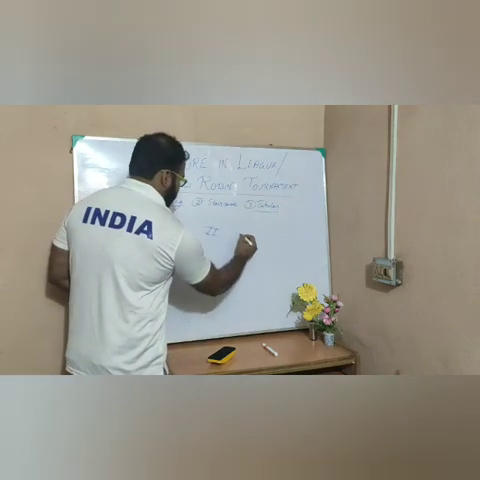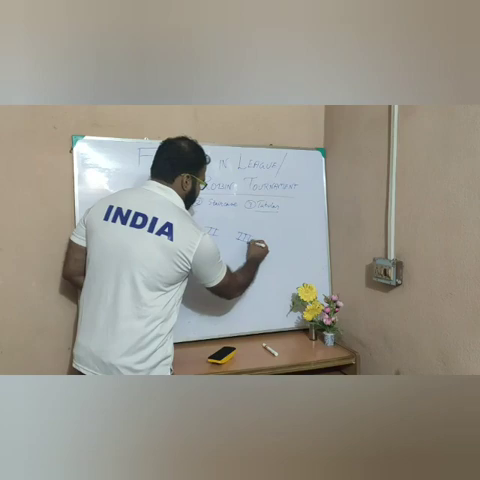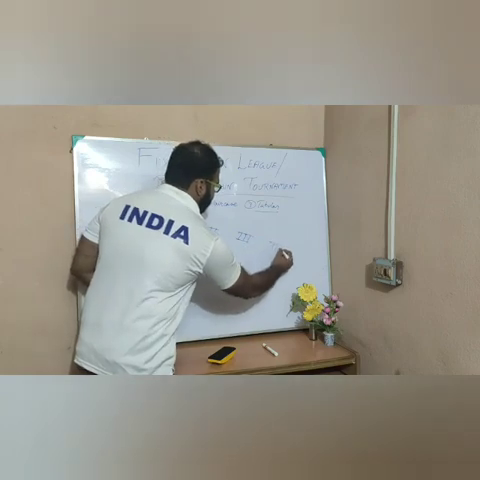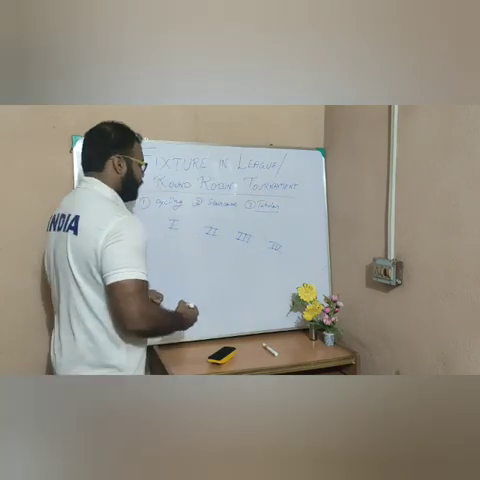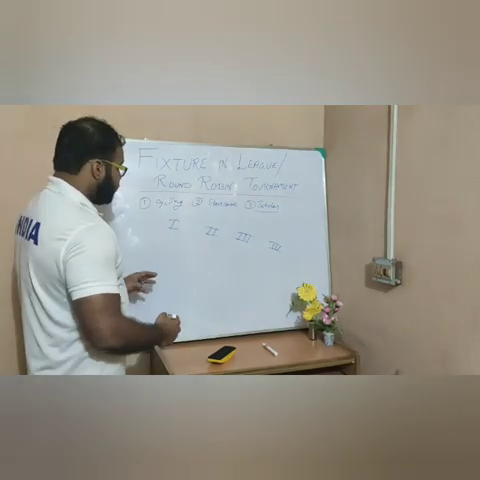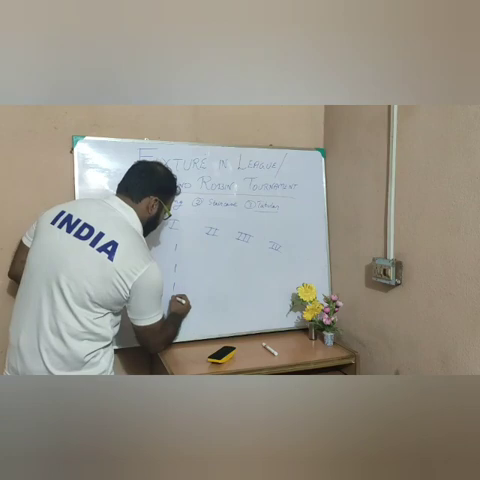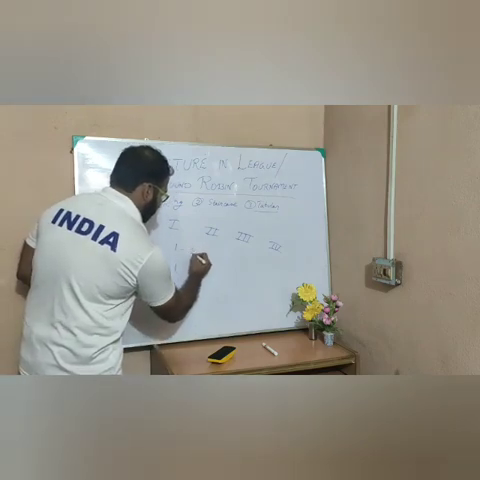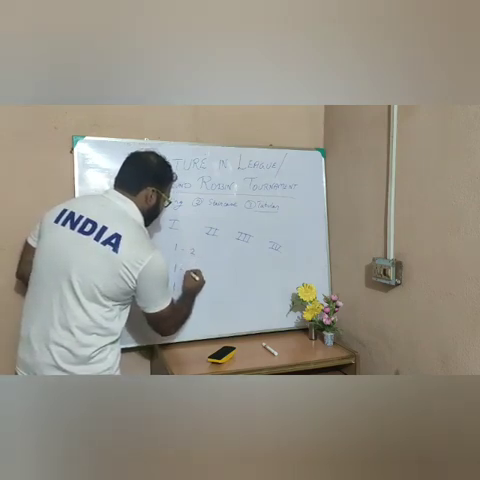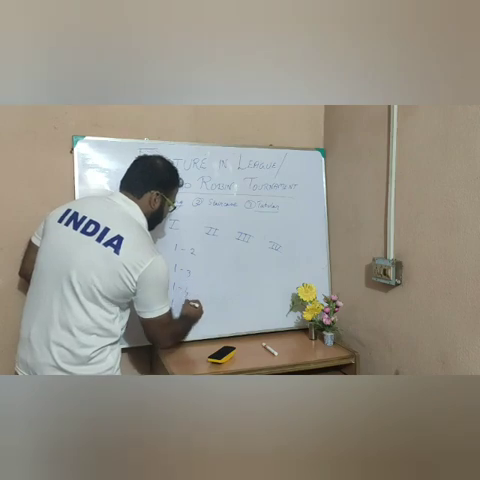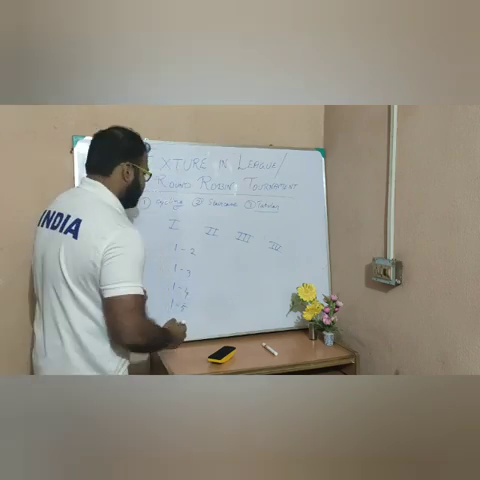Rounds 1, 2, 3 and 4. In the first round there will be 4 matches. 1, 2, 3, 4. Means 1 will play versus 2, 1 will play versus 3, 1 will play versus 4 and 1 will play versus 5.